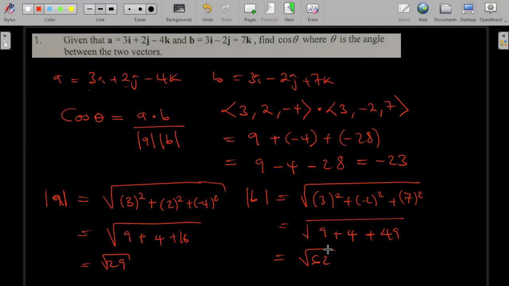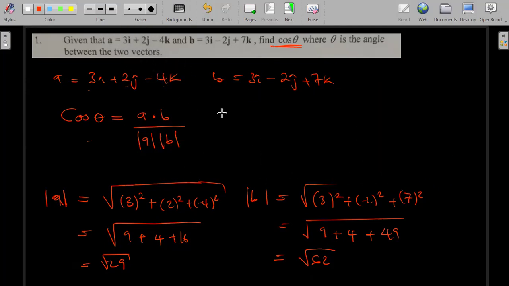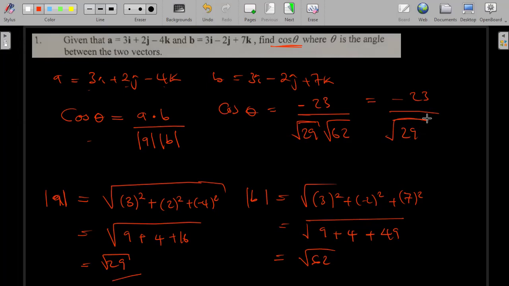Then from here, I can just replace in my formula. Remember, they're just telling us to find cos of theta. So replacing everything there, cos theta is going to be the dot product, which I found to be negative 23, over the square root of 29, which is the magnitude of A, times the square root of 62. This means I can keep the root and multiply what's under it: 29 by 62.